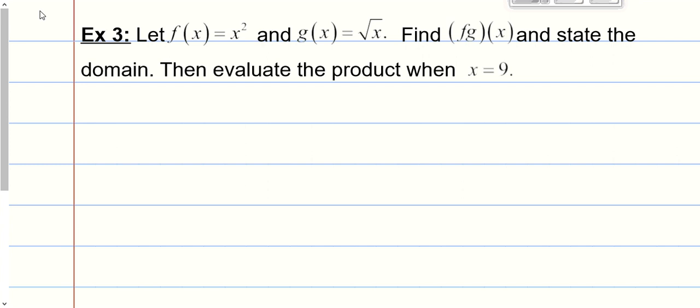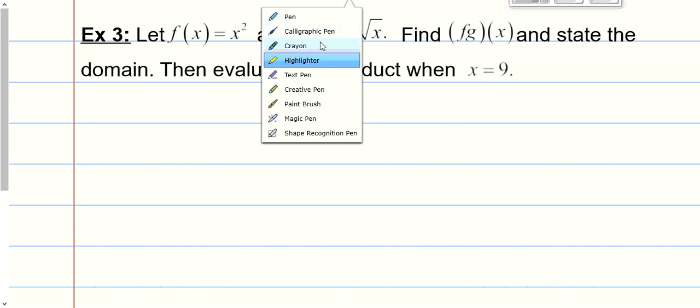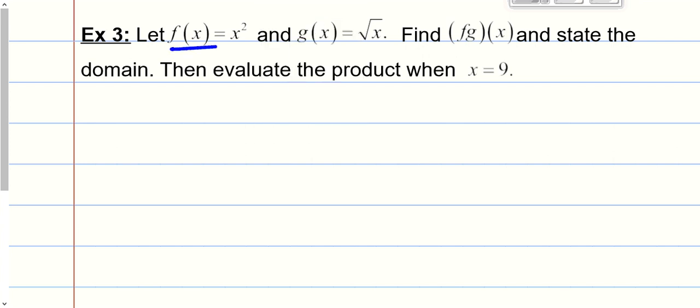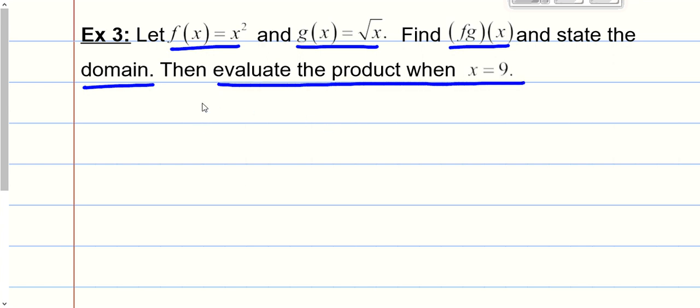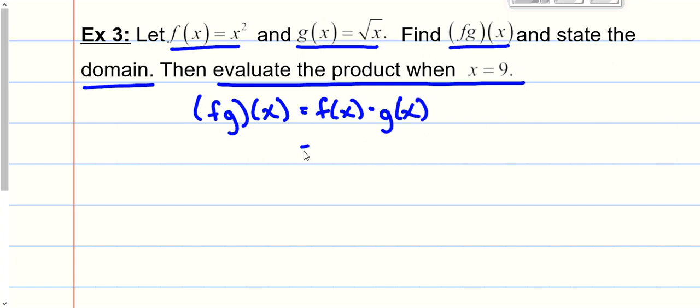Okay, let's look at example 3. We have f of x equals x squared, and g of x equals the square root of x. We need to find f times g of x, state the domain, and evaluate the product when x equals 9. So here we go. F times g of x is simply f of x times g of x. Right? So f of x is x squared times g of x is the square root of x.